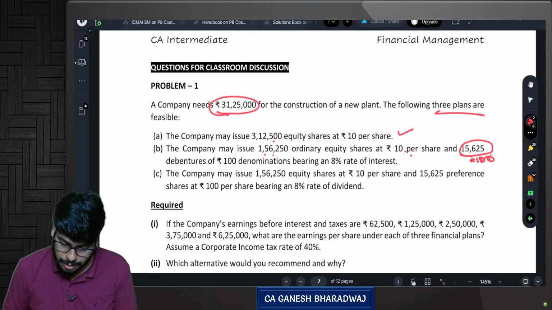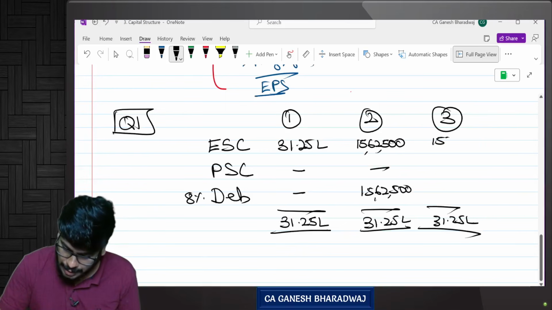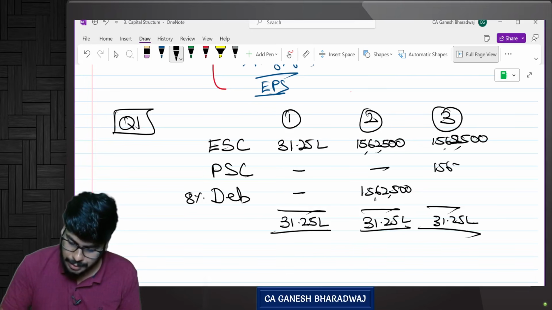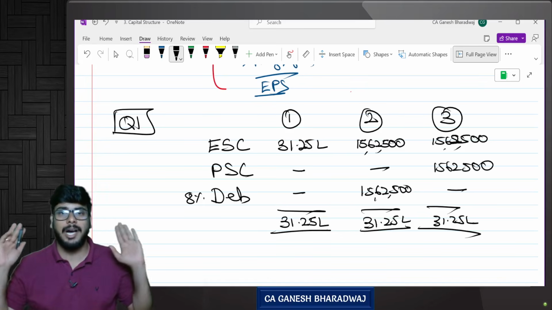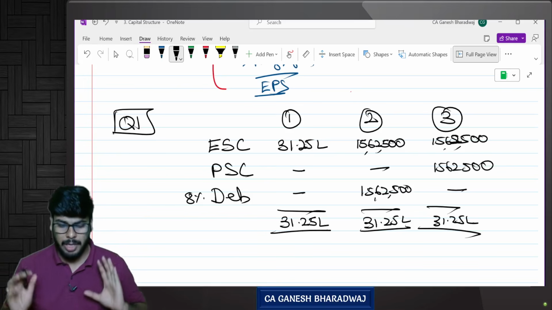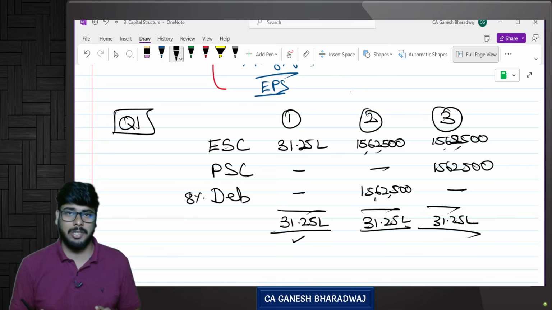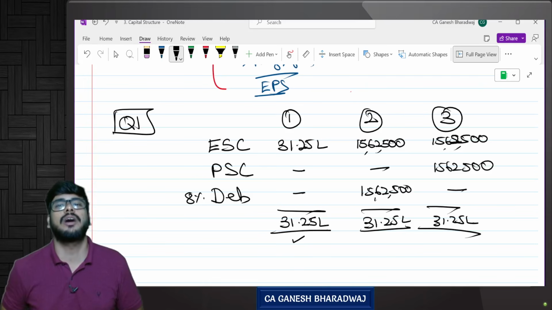And the third alternative, what they are saying, balance 50-50 from equity and preference. That is 15,62,500 from equity, 15,62,500 from preference, and zero from debt. Are you clear with this? So overall, the company wants to raise how much? 31,25,000. Here, the question is not about how much amount to raise. The question is about how to raise this amount. Are you clear with this?